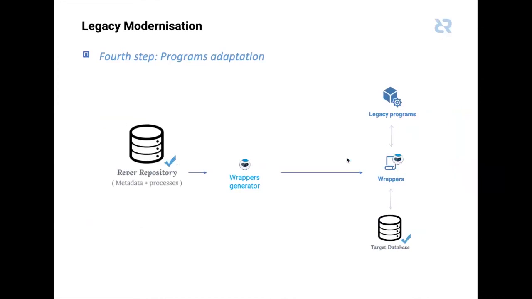So as you can see, once the database was created and you migrated the data, our robot generator will generate a robot or wrapper, and that wrapper will ensure the communication between your legacy technology and your target database and vice versa.